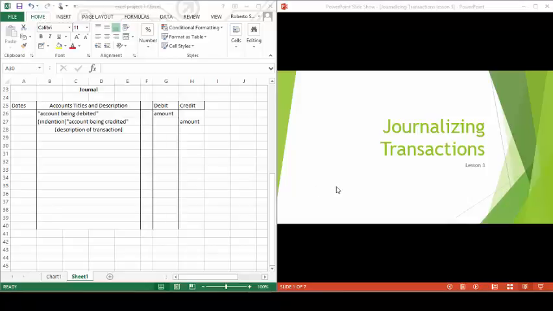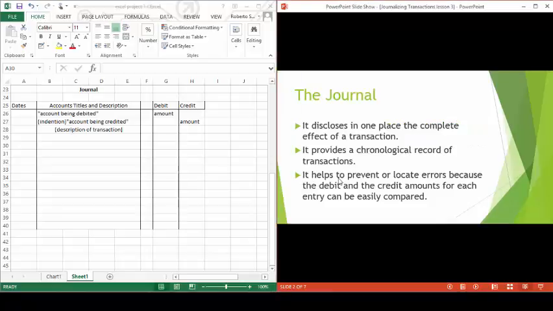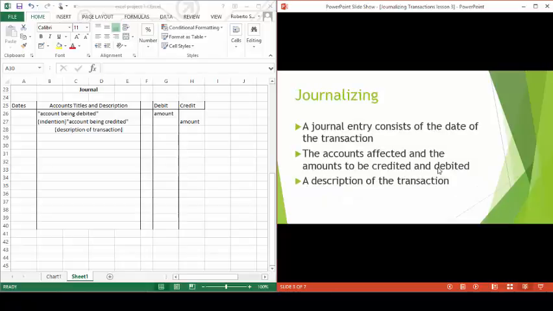Once one knows how transactions affect each account, one can now post entries to the journal. The journal discloses in one place the complete effect of a transaction, it provides a chronological record of transactions, and it helps to prevent or find errors, being that the debit and the credit amounts for each entry can be easily compared.